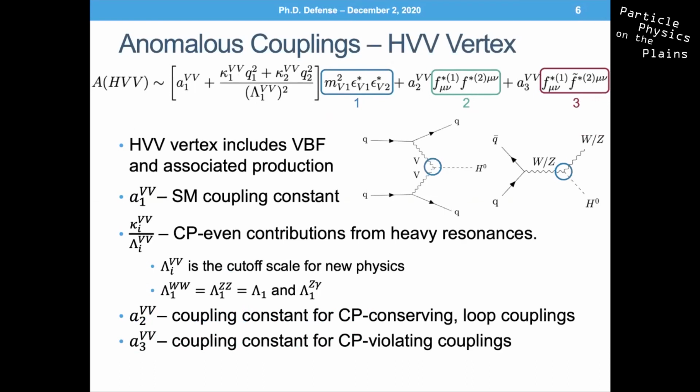This relates to vector boson fusion and associated production. And I've got the Feynman diagrams here with the specific vertex we're looking at highlighted in this blue circle. So we can start by looking at the CP even tree level term, this first blue term. It's got two different coupling constants. First, the A1 constant, which is the pure standard model coupling constant. So in the case that there's no beyond the standard model physics here, the A1 term will be non-zero and all other coupling constants will be 0.